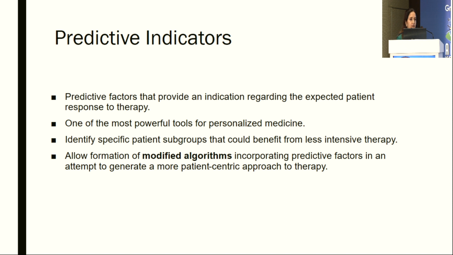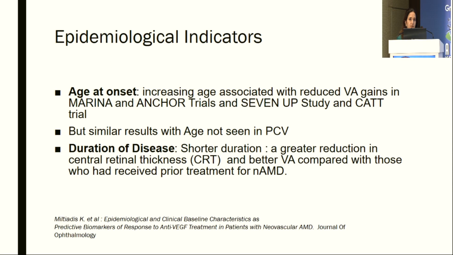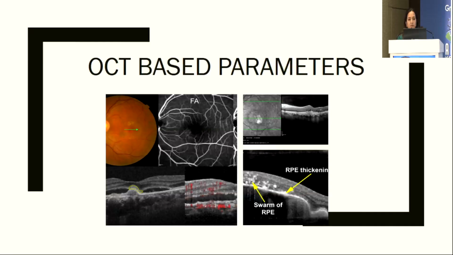Various algorithms have been formed to look at what factors should be considered. Some epidemiological factors, like age of onset: the later the age of onset, the worse the prognosis, and the longer the duration of disease, the worse the prognosis. With better visual acuity at baseline, patients do better. If the patient has poor vision to begin with, response is not so good.